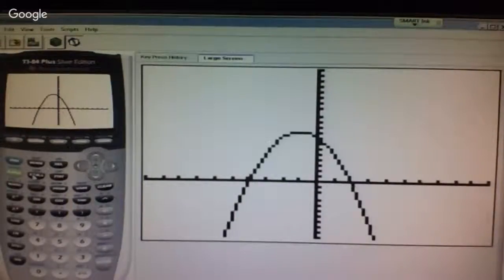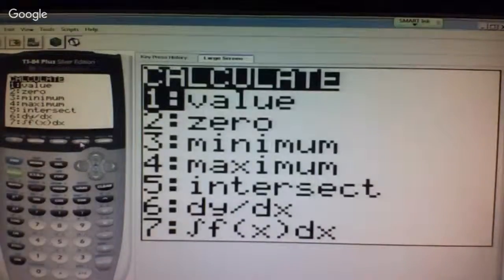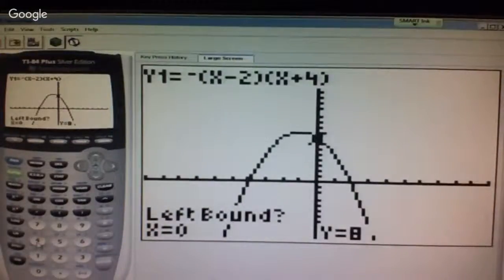Okay. So we said we have a maximum. So we're going to go to second trace, and we want choice number 4. Notice, when you do this, it automatically gives you your y-intercept. That's where every graph typically starts. So you can already write down your y-intercept under your miscellaneous. So your y-intercept is at 8 or (0, 8), either way.